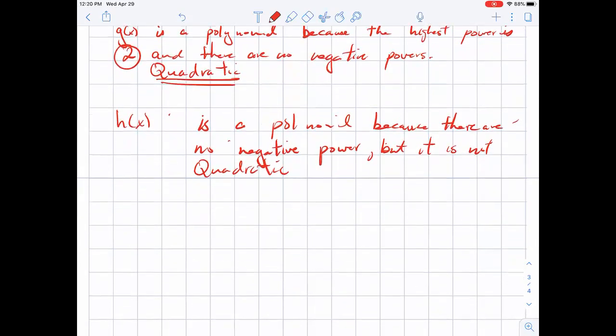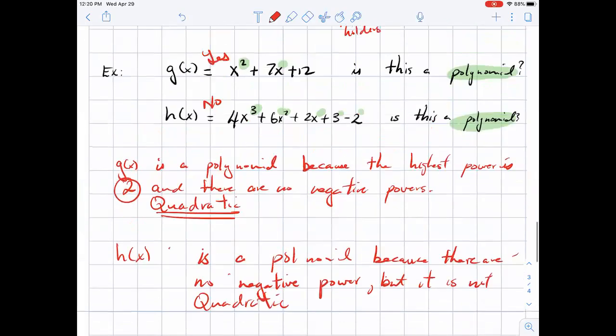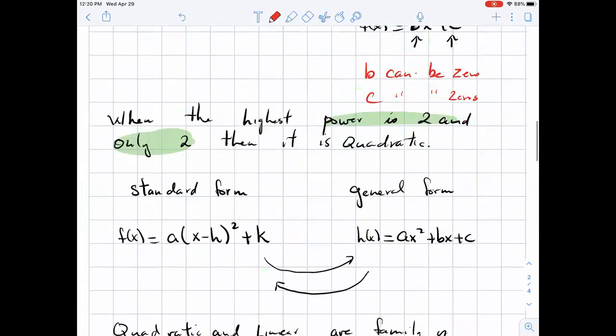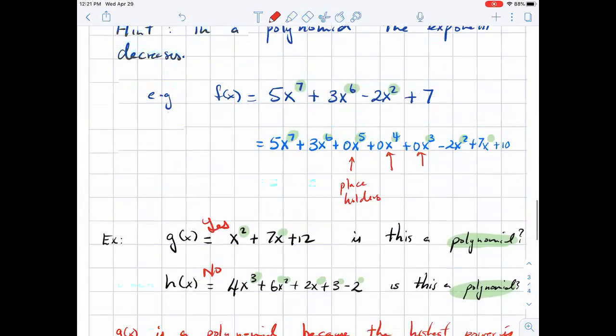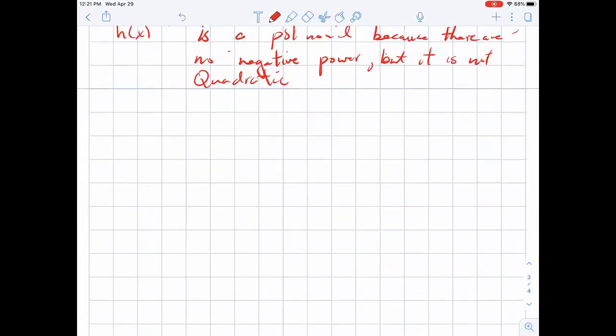Now, a couple of things you can tell. Why do you want to know 2 different forms for quadratic? Why do you want to know standard form and general form? A couple of reasons why. Does anyone know what the graph of a quadratic is called? Parabola. Yes, parabola. Very good.